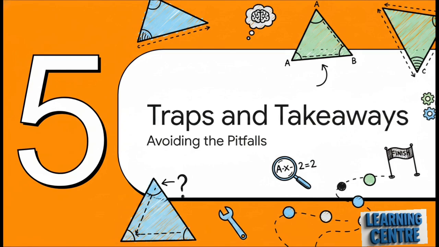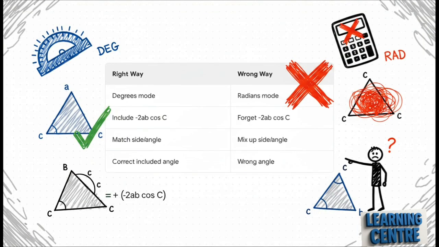Traps and takeaways. Avoiding the pitfalls. Because, look, knowing the formula is really only half the battle. Avoiding the common mistakes is what actually makes you an expert. There are a few absolutely crucial traps you always need to double-check. First up, radian mode. I'm telling you, this is the number one killer of math scores. Always make sure your calculator is set to degrees when you're working with triangle geometry, unless you're explicitly told otherwise.